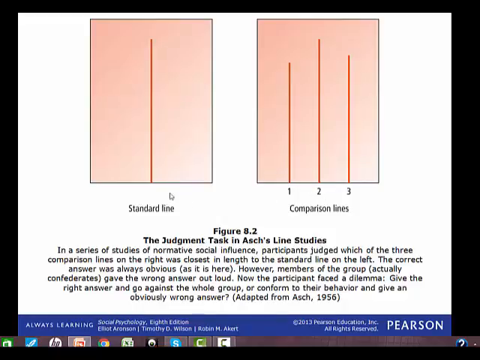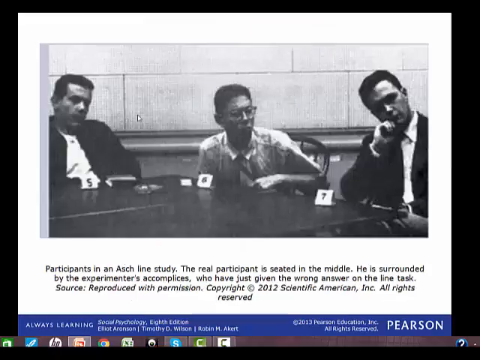That's what looks right. But what they would do is have the confederates give the wrong answer. So if all of the researchers who were pretending to be participants said that the right answer was line 1, then they would look to the true participant to see, will you conform to what everyone else is saying? Everyone else is giving an obviously wrong answer. Will the participant give the wrong answer, or will they not conform and stick with the answer that they believe is right? Remembering that people almost always get this right on their own. And you can see a little bit about how it's set up here.